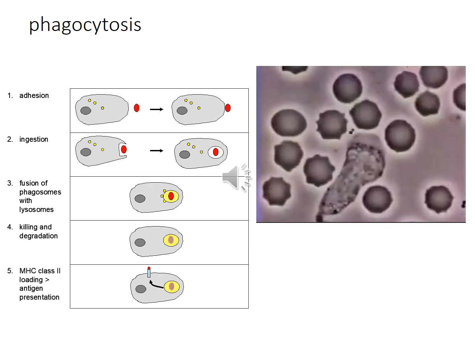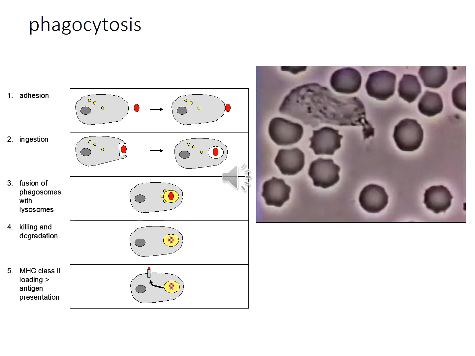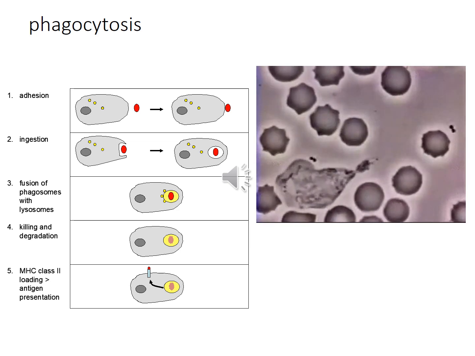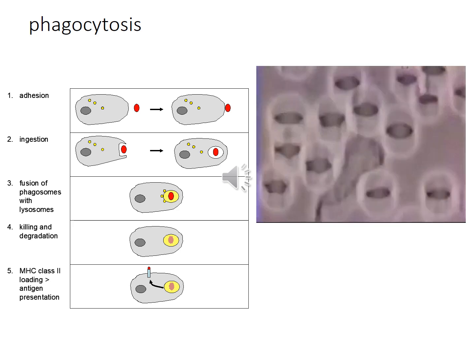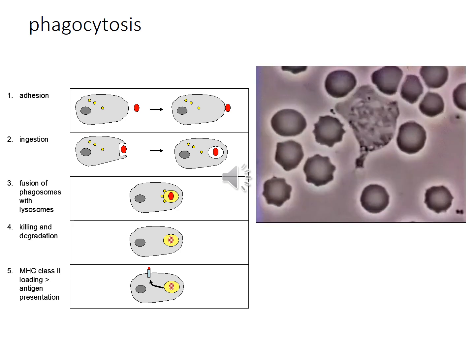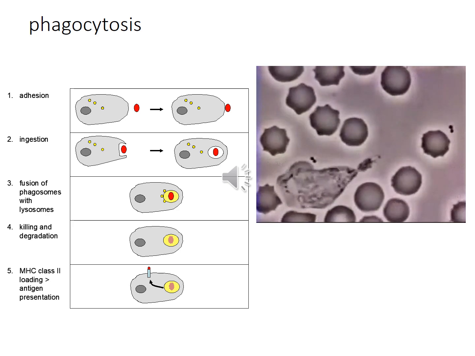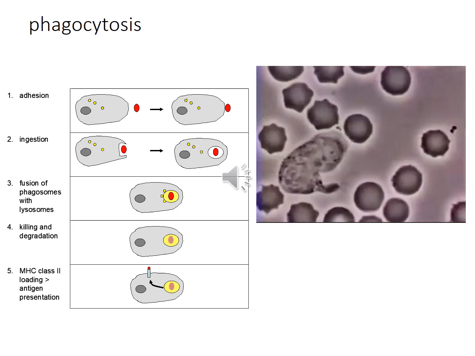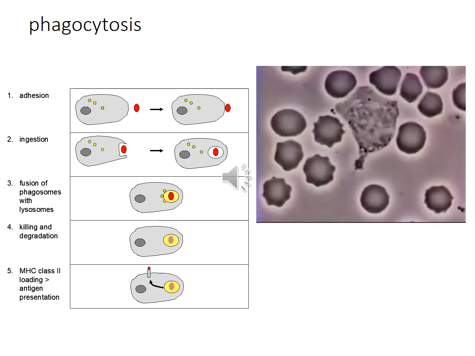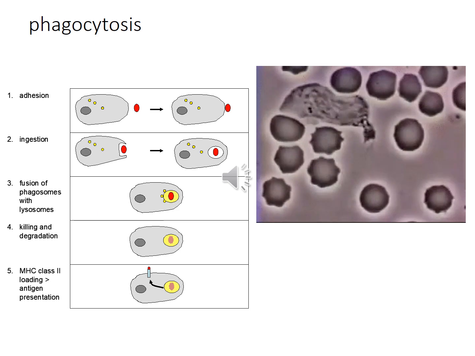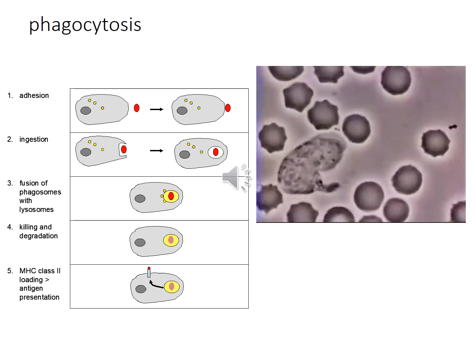The third step is the fusion of the phagosome with the lysosome. The lysosome provides the drop in pH and the pH activated enzymes. And step 4 is the killing and the degradation of the pathogens. Here we also show step 5, which is loading of the peptides onto the MHC class II and antigen presentation, which is maybe not strictly a part of the phagocytosis.